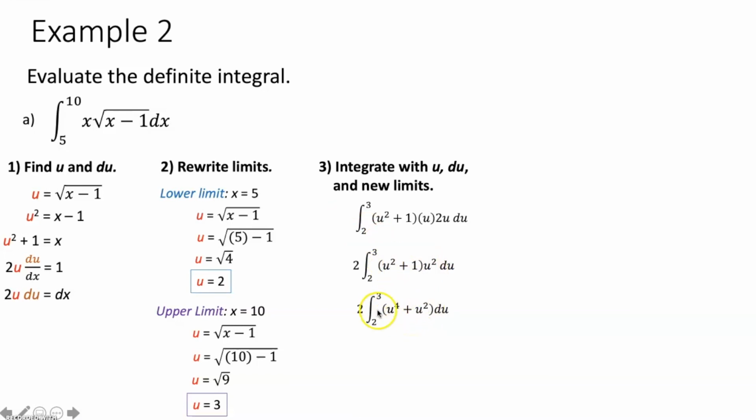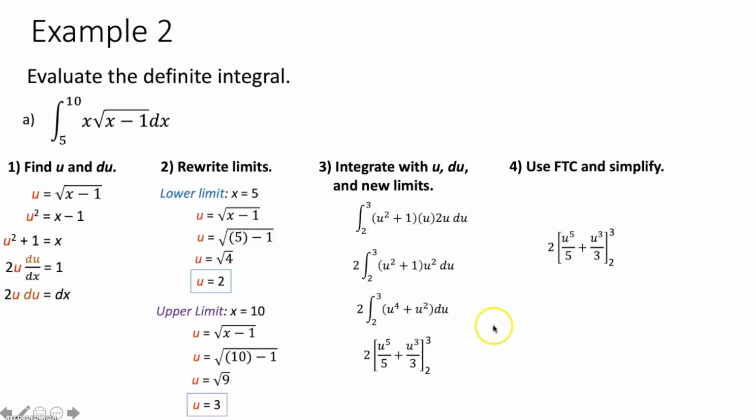Now I'm ready to find the antiderivative of this function and use the fundamental theorem of calculus to evaluate. So to find the antiderivative of this function, I have to take the integral of each term separately. And I get u to the 4 plus 1 power over 4 plus 1. Over here I get u to the 2 plus 1 power over 2 plus 1 plus c. But since I'm using the fundamental theorem of calculus, I don't need to include c because it technically cancels out.